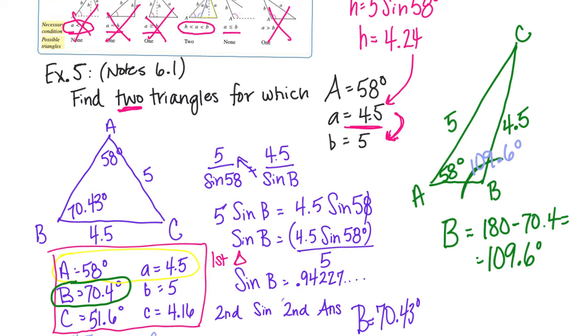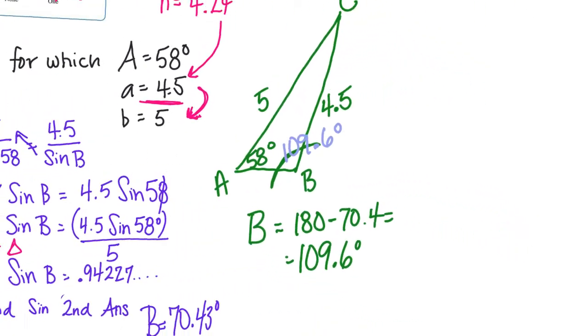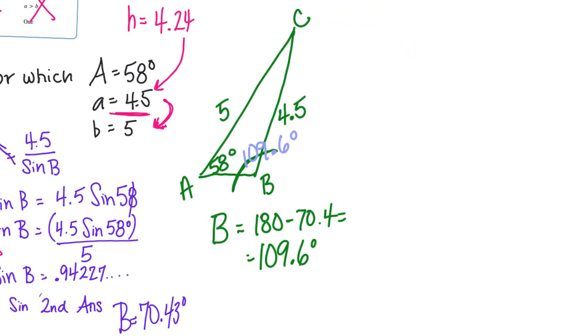Remember that all angles in a triangle add up to be 180 degrees. So I'm going to go ahead and find the C angle. Well, I'm going to take 109 and add it to 58 and subtract that number from 180, and I get 12.4 degrees. So now this is what we're working with, guys.